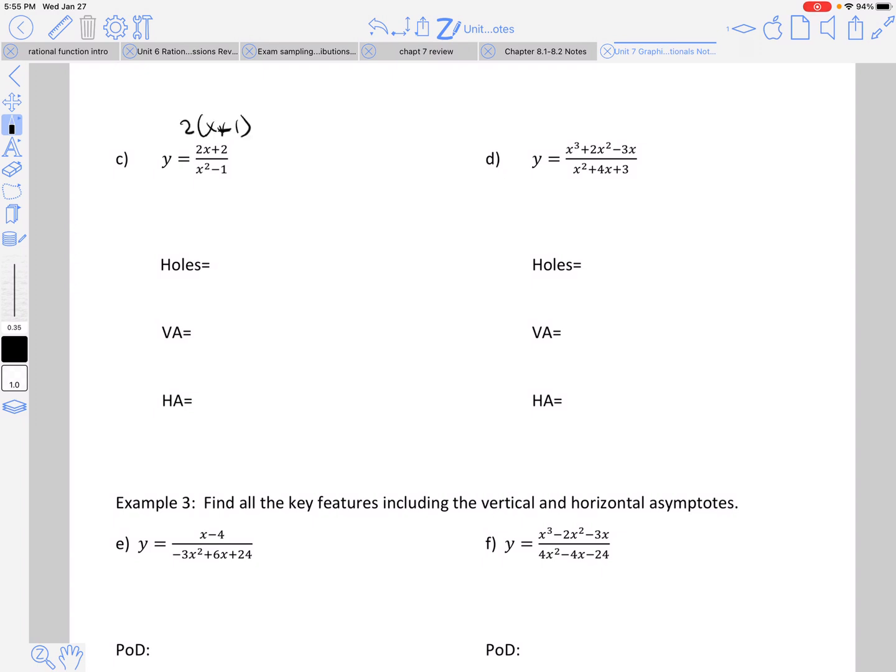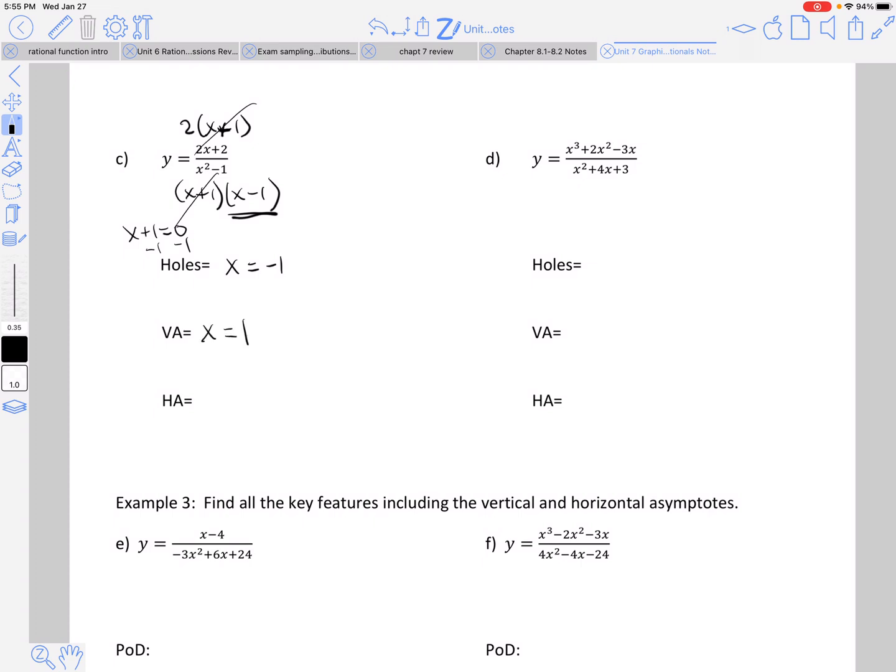Okay, so factoring. Something canceled out as I factored, and so that's my hole. And don't forget, we have to set that equal to 0 to actually find out where the hole is. So the hole's at -1. Now the vertical asymptote is any non-canceled-out factor.